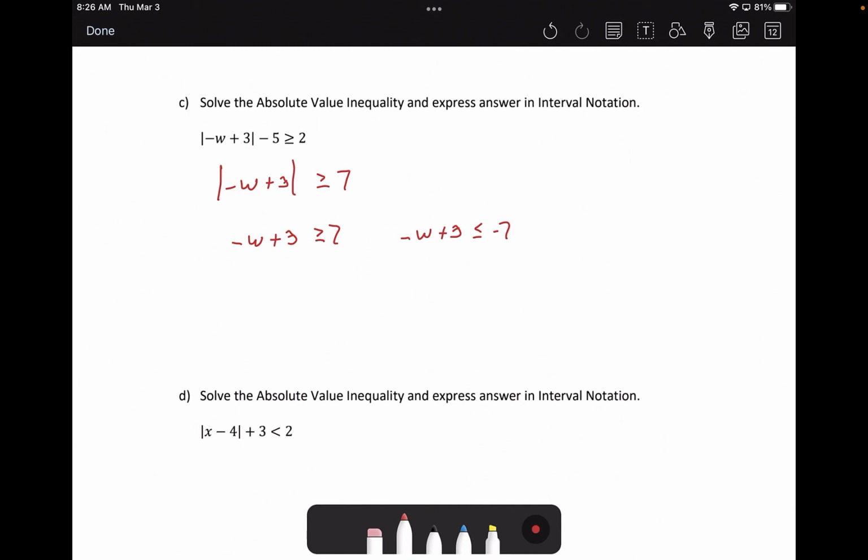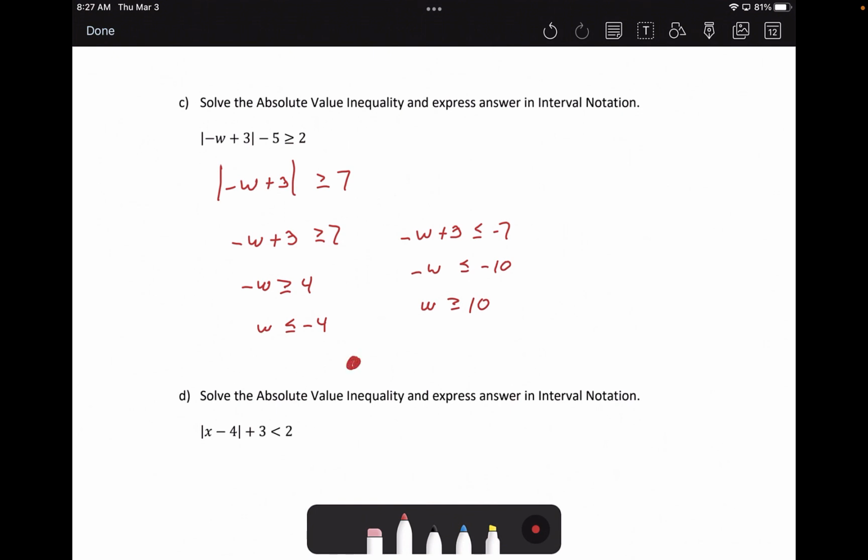Now solve each of these independently. On the left, we need to subtract 3. -w is greater than or equal to 4. Divide by -1. That changes the direction of the inequality. W is less than or equal to -4. On the right, we'll subtract 3. -w is less than or equal to -10. Divide by -1, and don't forget to change the direction of the inequality. W is greater than or equal to 10.